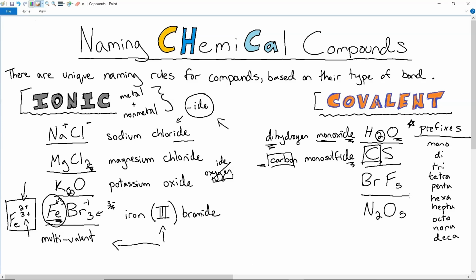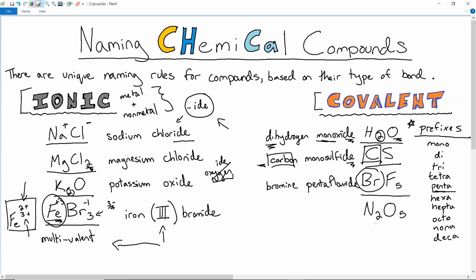Going down to our third example, again, just 1 atom at the beginning. So we're just going to write bromine. And I've got 5 fluorine atoms. So if I want to represent the number 5, I need to use the prefix penta. So this will be bromine pentafluoride.